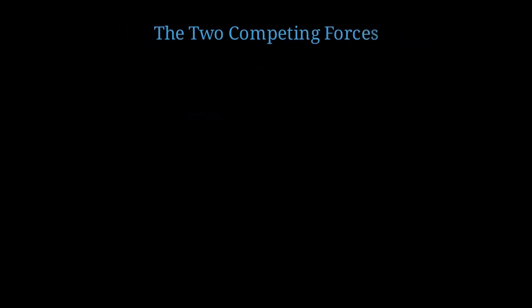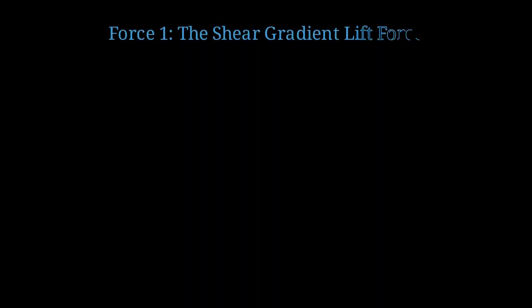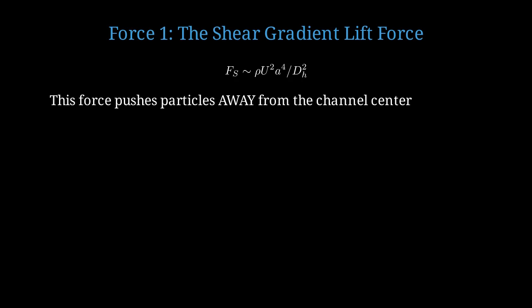Inertial focusing arises from the delicate balance between two competing inertial lift forces. Let me explain each one carefully. The first force is the shear-gradient lift force. This force arises because of the parabolic velocity profile in the channel. The shear-gradient lift force scales as density times velocity squared times particle diameter to the fourth power divided by channel diameter squared. This force pushes particles away from the channel center toward the walls.